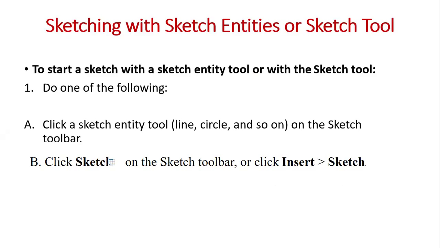To start a sketch using the sketch entity tool, there are two different methods to follow. First, select a sketch entity tool. Pick any one object, either line, arc, spline, or circle, to do the basic 2D drawing operation on the sketch toolbar. The other method: click sketch on the sketch toolbar or click insert sketch. That will take us directly to the sketcher window.